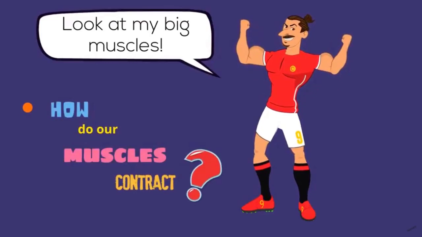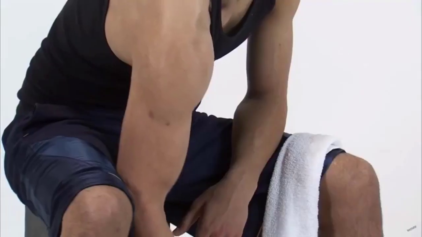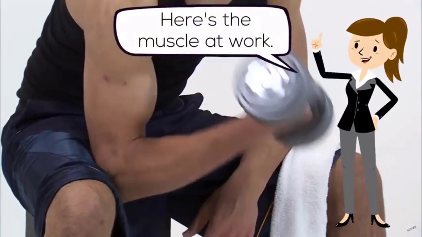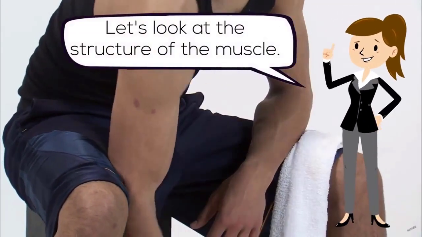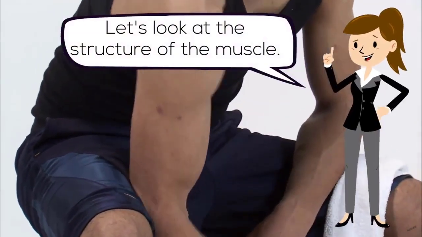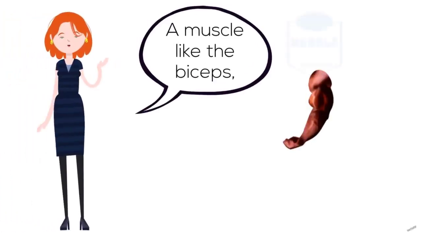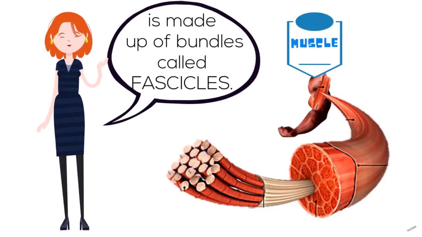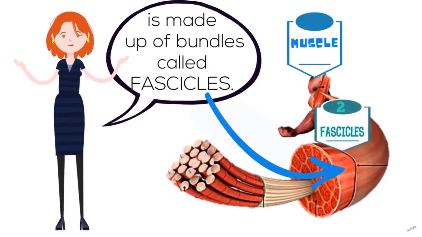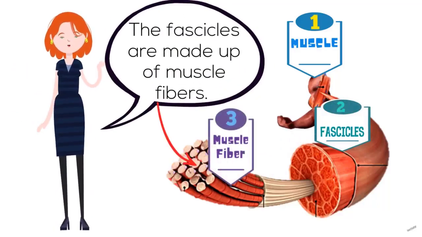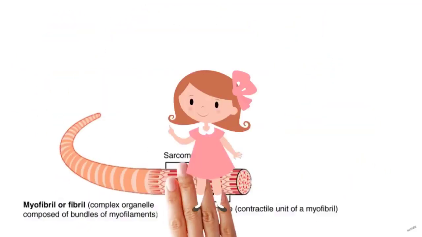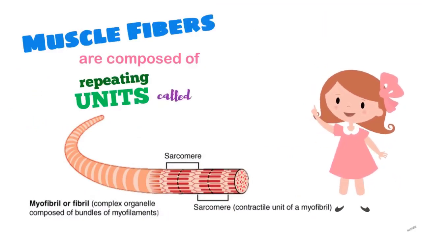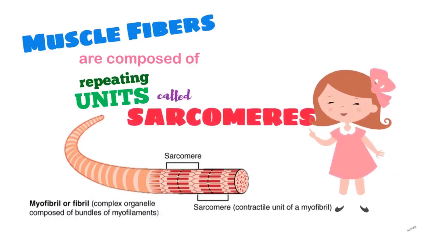How do our muscles contract? Here's the muscle at work. Let's look at the structure of the muscle. A muscle like the biceps is made up of a bundle of fascicles. The fascicles are made up of muscle fibers. Muscle fibers are composed of repeating units called sarcomeres.